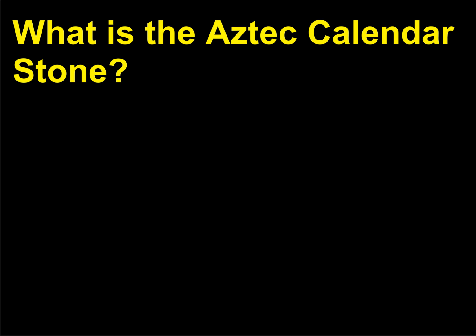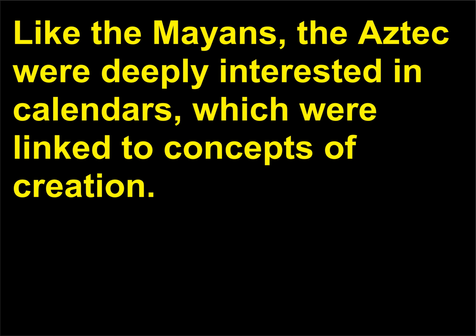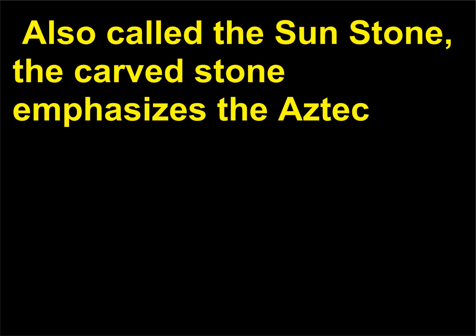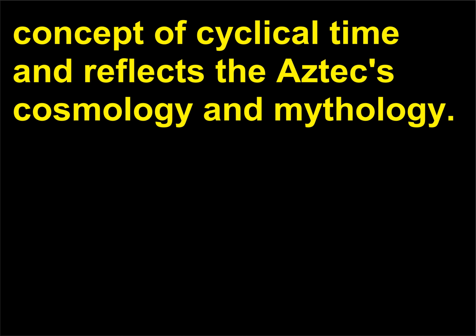What is the Aztec calendar stone? Like the Mayans, the Aztec were deeply interested in calendars, which were linked to concepts of creation. The Aztec calendar stone, c. 1502–1520, is large, over 11 feet in diameter and over 25 tons. Also called the sunstone, the carved stone emphasizes the Aztec concept of cyclical time and reflects the Aztecs' cosmology and mythology.